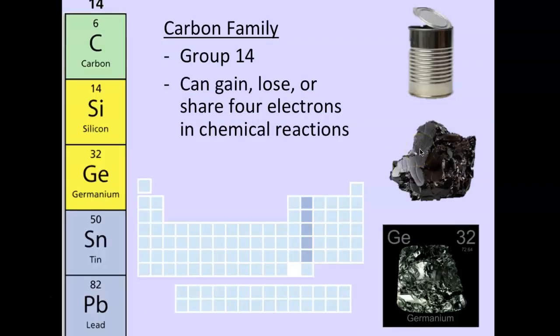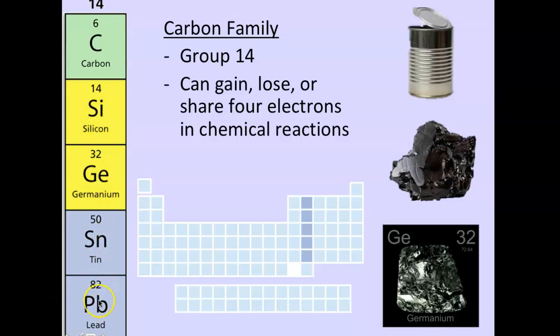The carbon family is the next thing that we're going to look at. The carbon family is group 14. It's called the carbon family because of carbon at the top. You can see in the picture here you have 14 up at the top. This group has carbon at the very top, so that's the only nonmetal that's here. Then we have two metalloids, silicon and germanium, and then we have tin and lead.